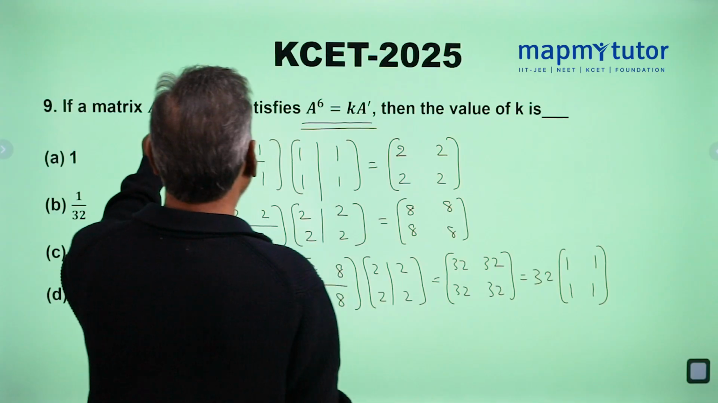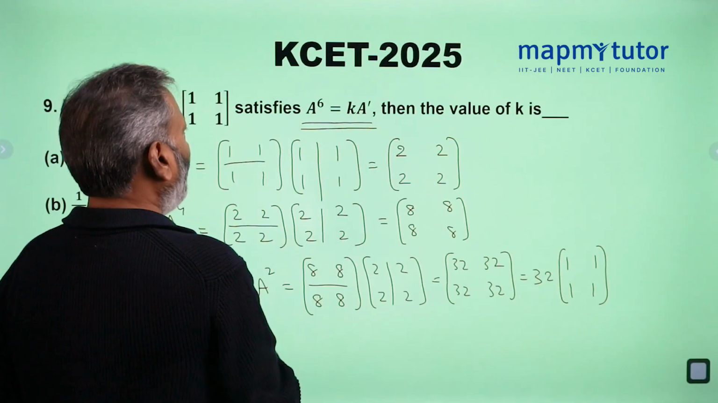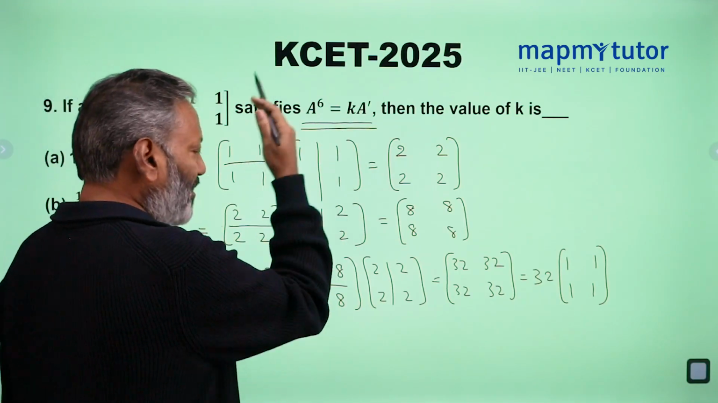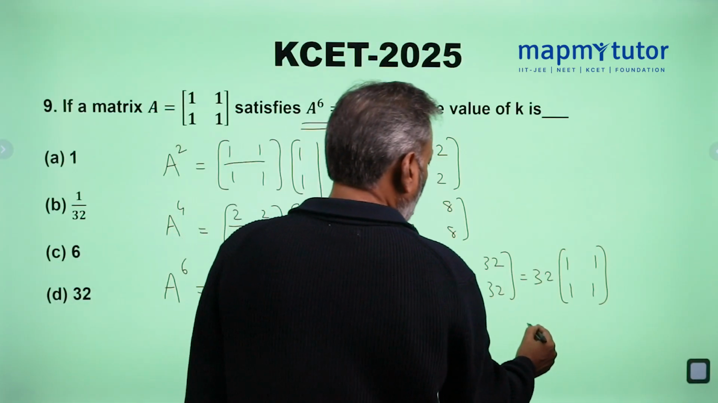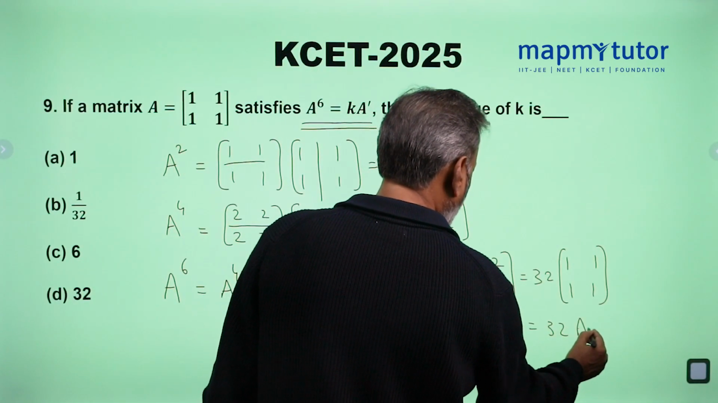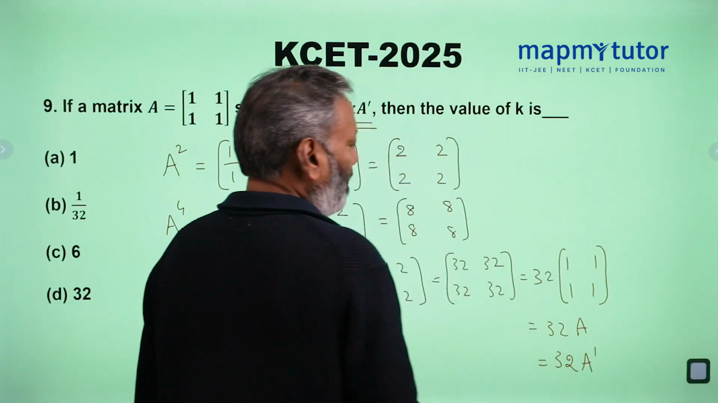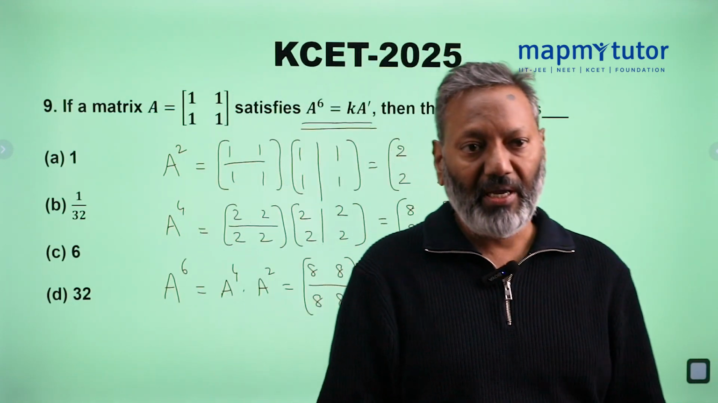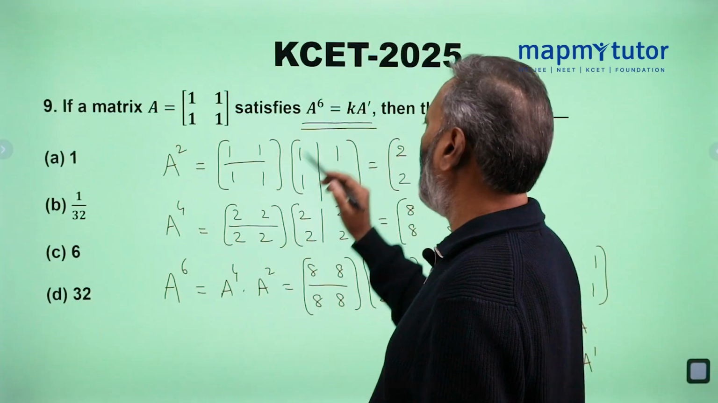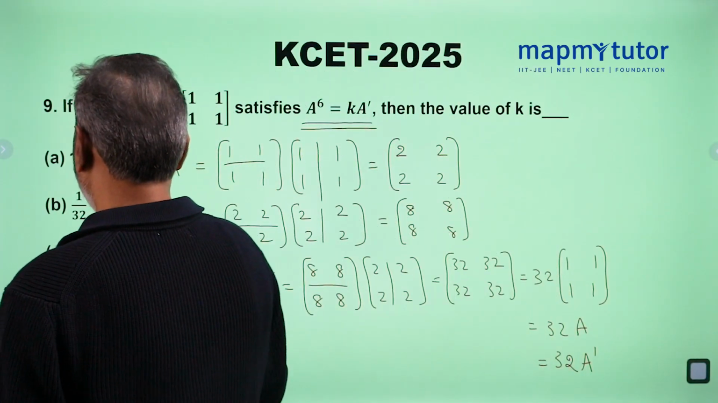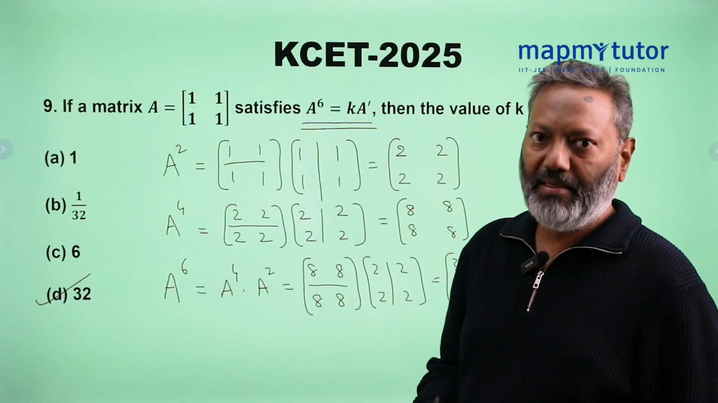And what is this 1, 1, 1, 1? It is A. But they are asking A dash. Then what is A dash? It is also 1, 1, 1, 1. Therefore, I can write this as 32A or 32 A dash. Both are the same; A and A dash are the same. And hence, K is 32. Option D is correct.